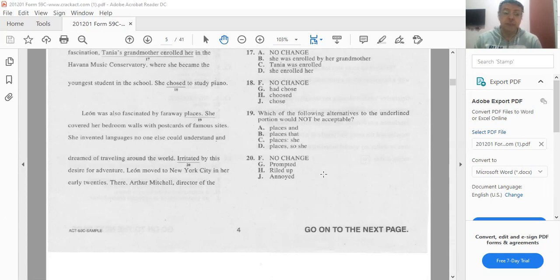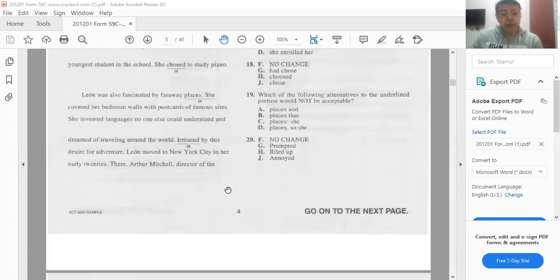If we read it one more time, she dreamed of traveling around the world. Prompted by this desire for adventure, Leon moved to New York City. So that is the best answer. All right, good. Let's move on to 21.